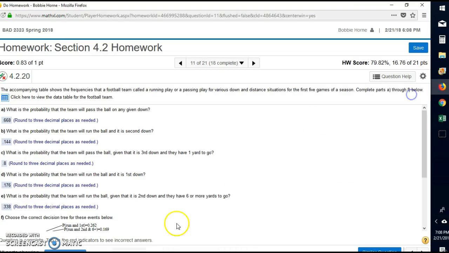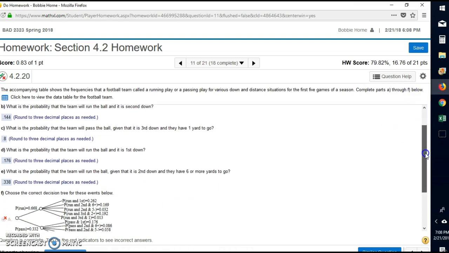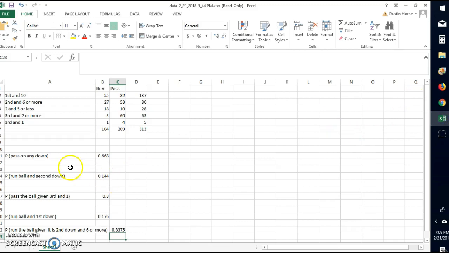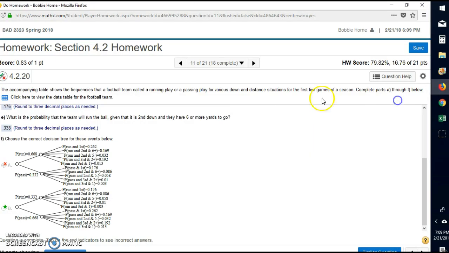Now, on the second part, I got in a hurry and marked the wrong one. The probability that we pass is 0.668, so we want it to be 0.668. See up here, I picked the wrong one. And that is pretty much all of question number 11, and that is how you work it.